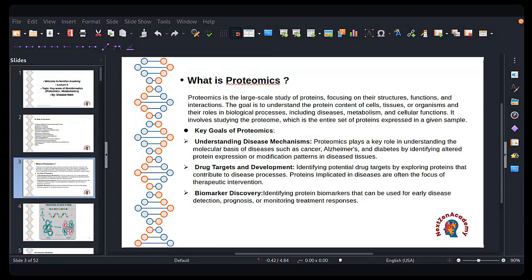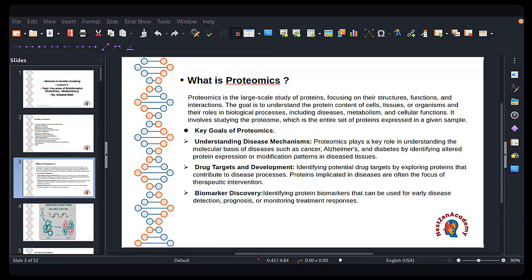Then enzymes are made of proteins, right? Most of the enzymes are proteinaceous in nature, right? Then in our immune responses, proteins are helpful. Antibodies present in our body are proteins, right? Then for maintaining the fluid balance, and then energy and transport, proteins are used.